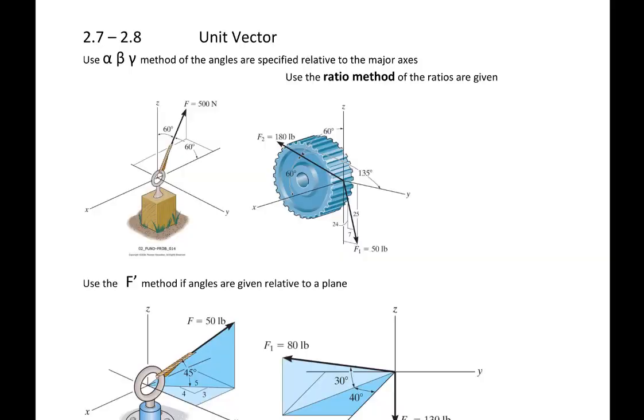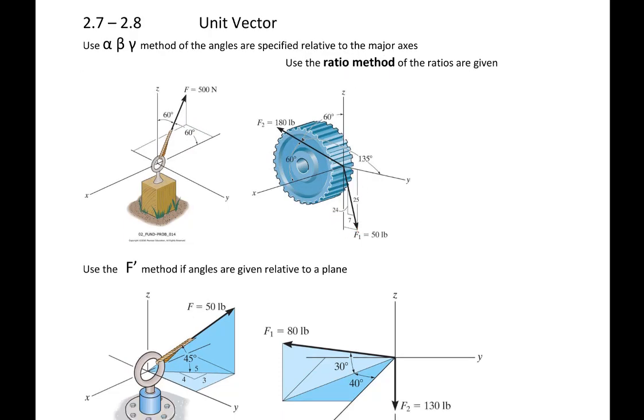This is section 2.7, the unit vector. Where we have been is trying to come up with vector descriptions of forces in Cartesian, using the Cartesian coordinate system and Cartesian units. If you recall from review, if the angles are specified, then we would use the alpha, beta, gamma method. If the ratio is specified, then we'll use the ratio method.